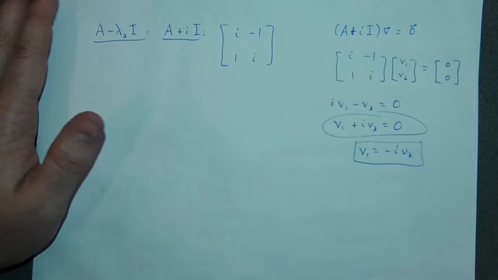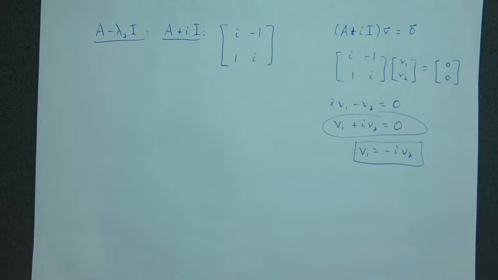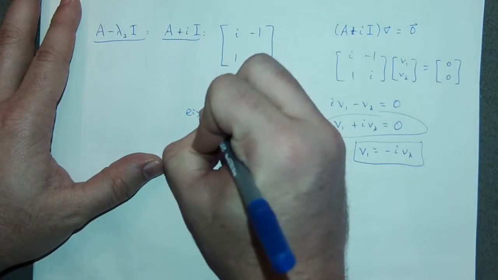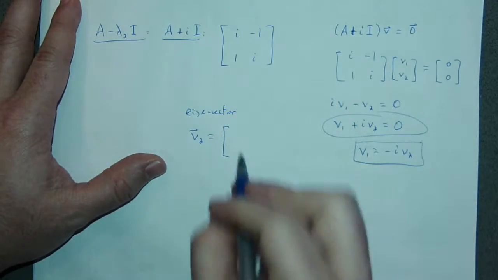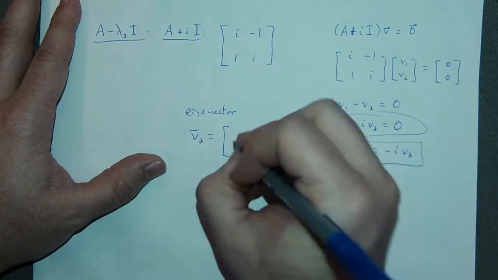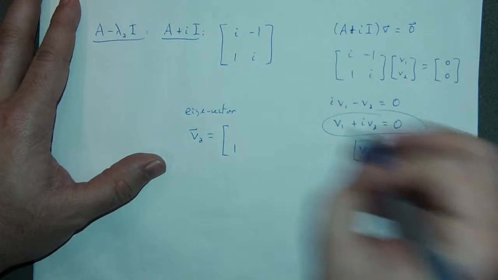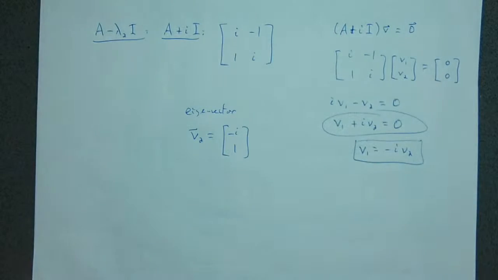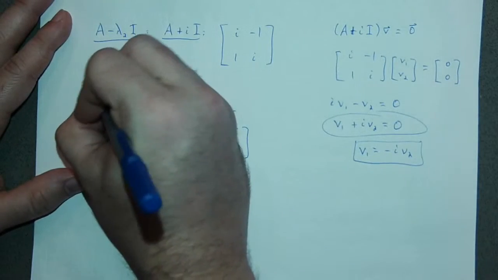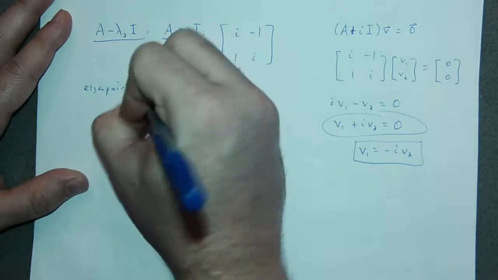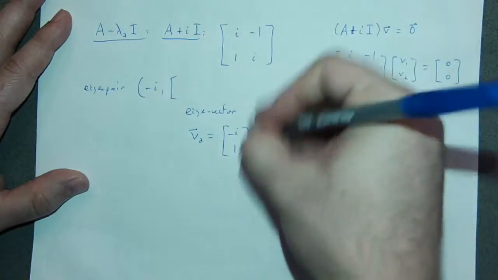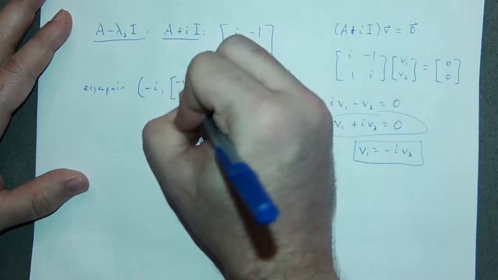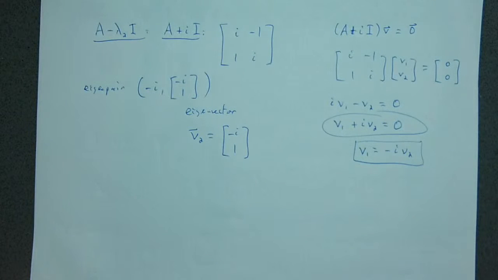Again, the free choice here, I choose v1, or I choose v2 to be 1, and so in that case I get the eigenvector that I'm calling v2. So if v2 is chosen to be 1, then v1 is minus I. And so I get an eigenpair that is minus I, and then my eigenvector is minus I in the first slot and 1 in the second slot.